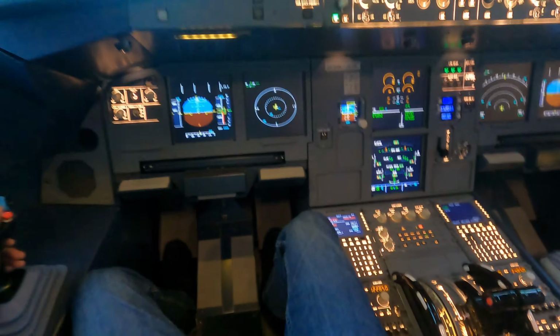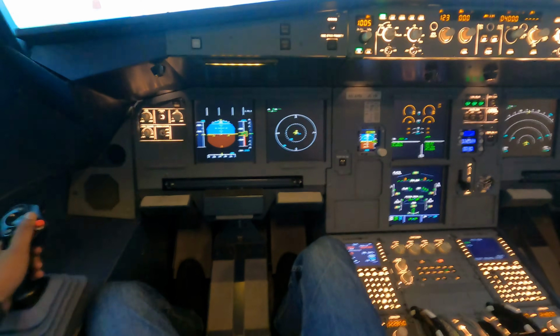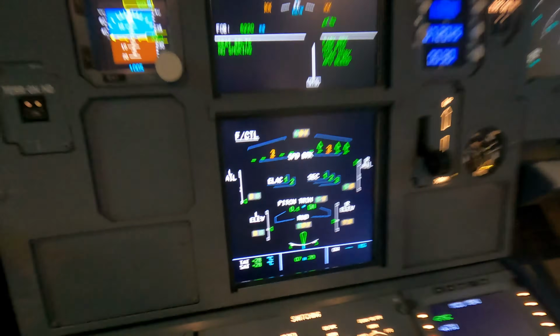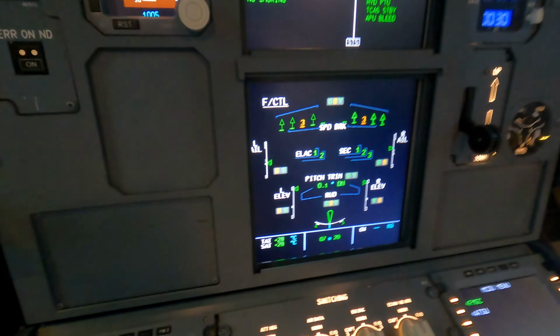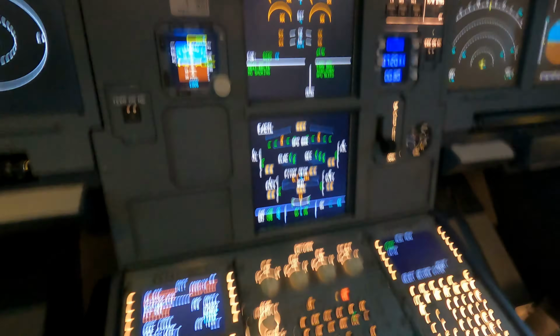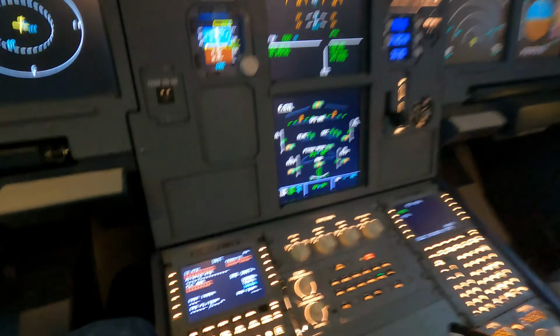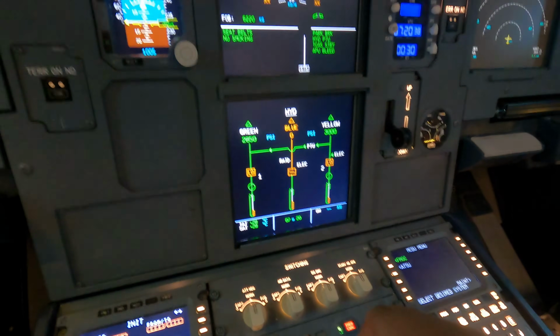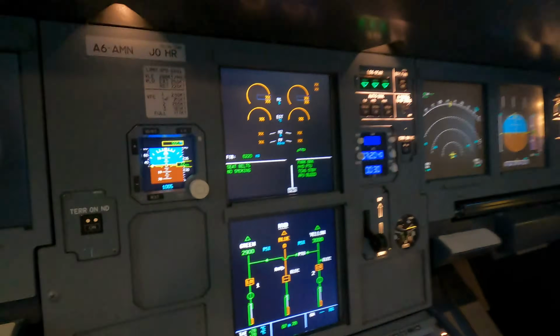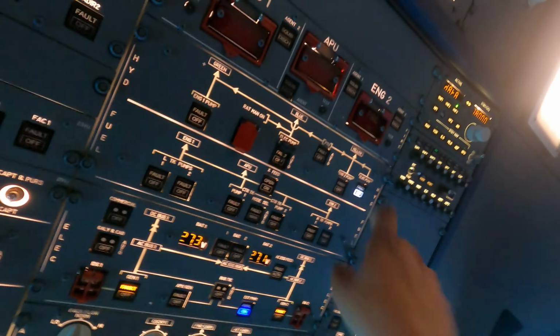If I pull on the side stick, I hope you can see it. See that? All the control surfaces are moving now because we have hydraulics. Awesome. Right? Okay, so now we've got the hydraulics working off the electrical pump. All right, let's go ahead and switch off the electrical pump.